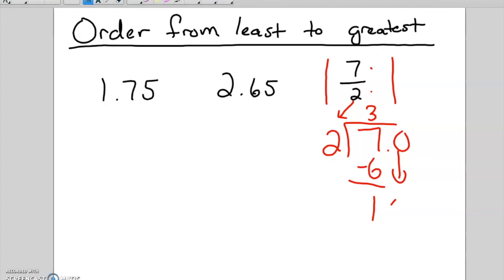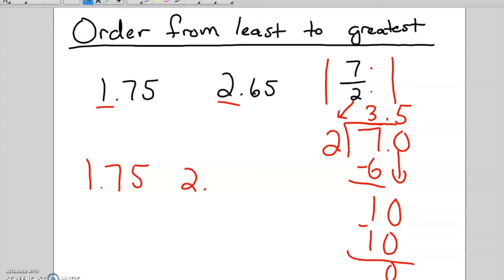0. Bring it down. How many 2's fit into 10? Oh, got my decimal point. That's 5. 5 times 2 is 10. Subtract, 0. So 7 halves, or 7/2, is the same as 3.5. Now it's pretty easy to put them in order. And look, this one's already in order as well. This is 1, and that's a 2, and that's a 3.